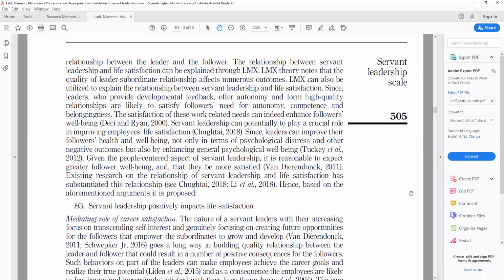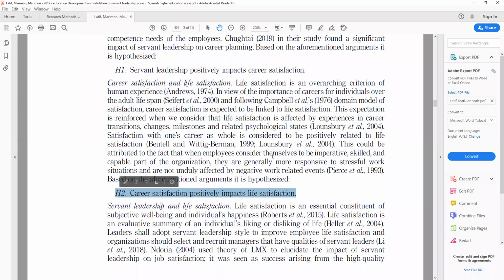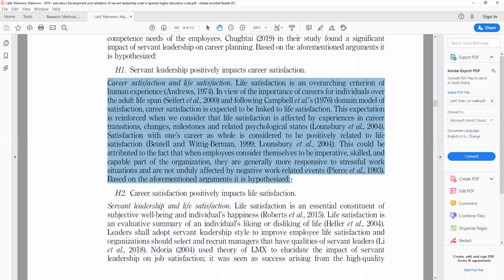So what I did is, for instance, here is another one: career satisfaction and life satisfaction. We assume that career satisfaction positively impacts life satisfaction. But what is the basis of our assumption? Why are we saying that career satisfaction positively impacts life satisfaction? So your development of this hypothesis is based on your literature. Now, how do you write this? Obviously, this will be coming in our future lectures.